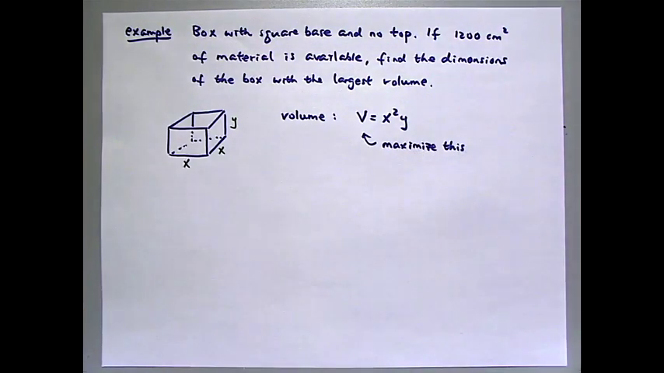Find x and y such that this quantity V will be as large as it can possibly get. However, we can't just choose x and y however we want, right? We have to be constrained by the required material available.